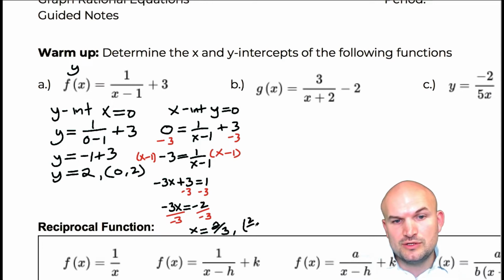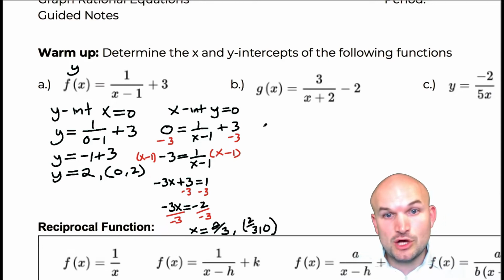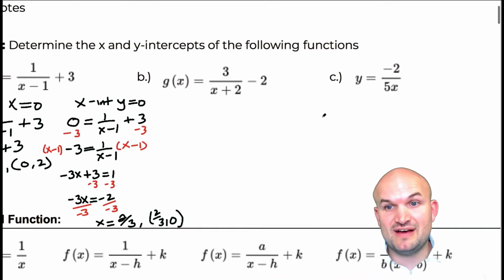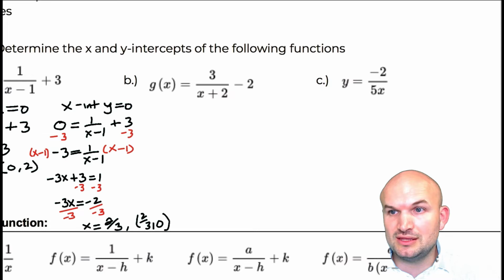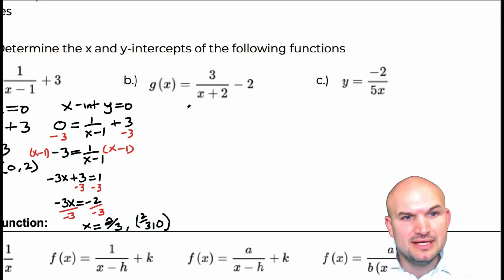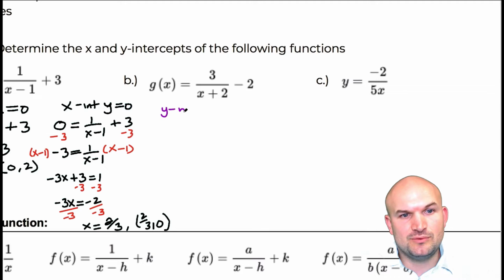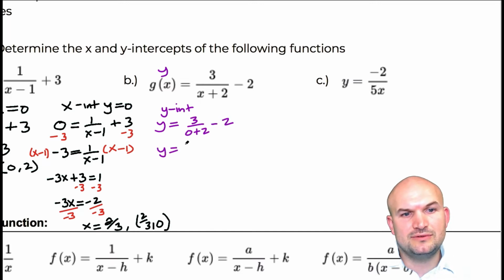We can also write that as the coordinate point (2/3, 0). Okay, so we're going to follow that same process here for g of x as well, in terms of y. I'm not going to show as many steps as this, and I'll just do the y-intercept. So I'll replace this with a y. That's going to be 3 over 0 plus 2, minus 2. So y is equal to 3/2 minus 2. Here, to get common denominators, I'm going to put the 2 over 1, and then multiply by 2 over 2.